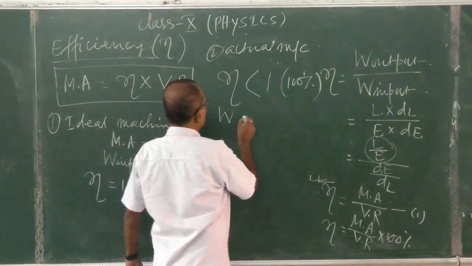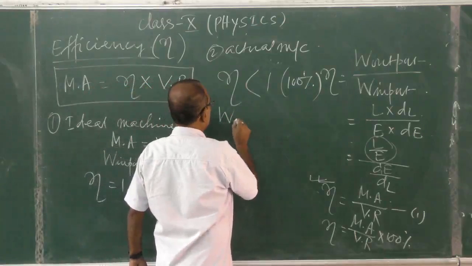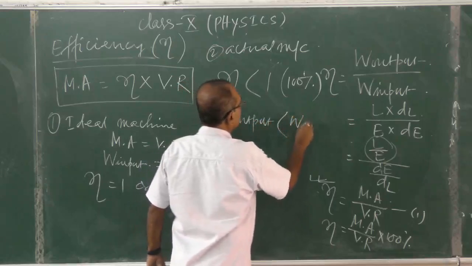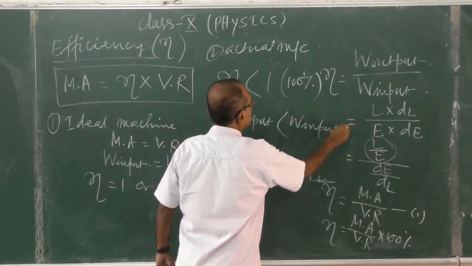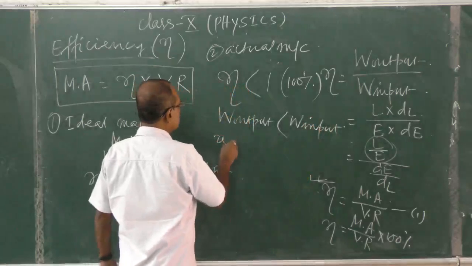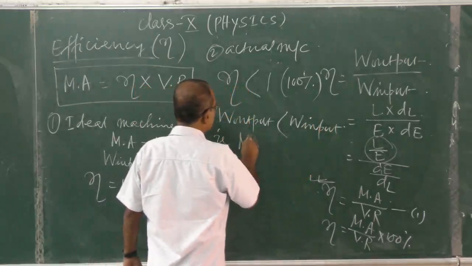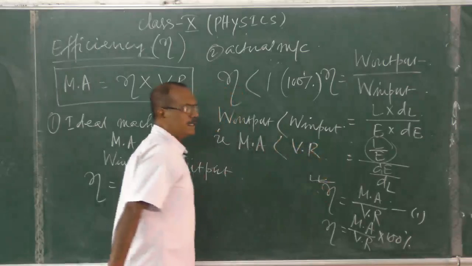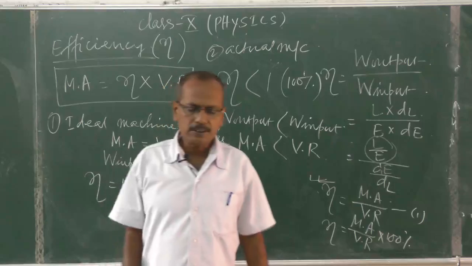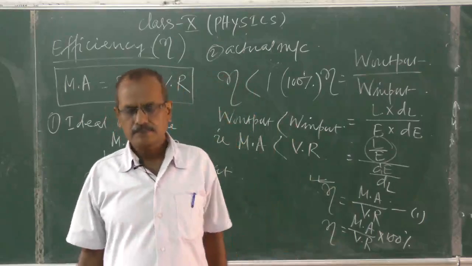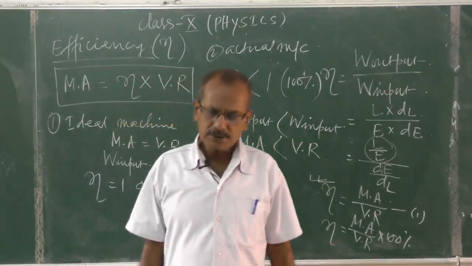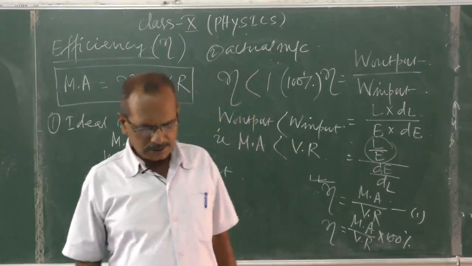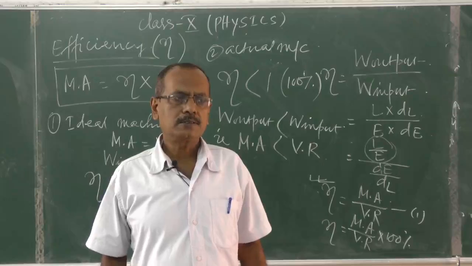So work output is always less than work input. That is, MA is always less than what? Mechanical advantage is always less than velocity ratio. Is it? Okay, now next class we'll do lever.